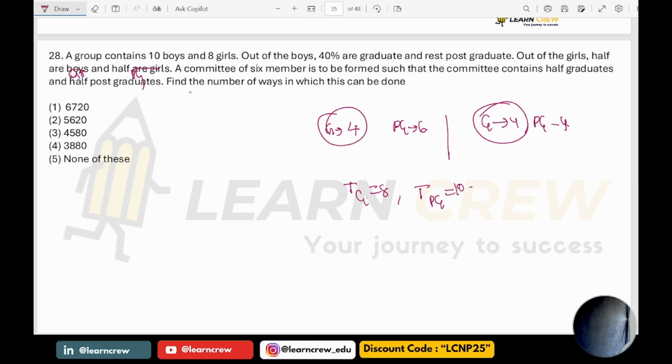Now, what is the question given? A committee of 6 members is to be formed such that the committee has half graduates and half postgraduates. So 3 each. So it is 8C3 into 10C3. 8C3 is 56, 10C3 is 120. So it is 6,720.